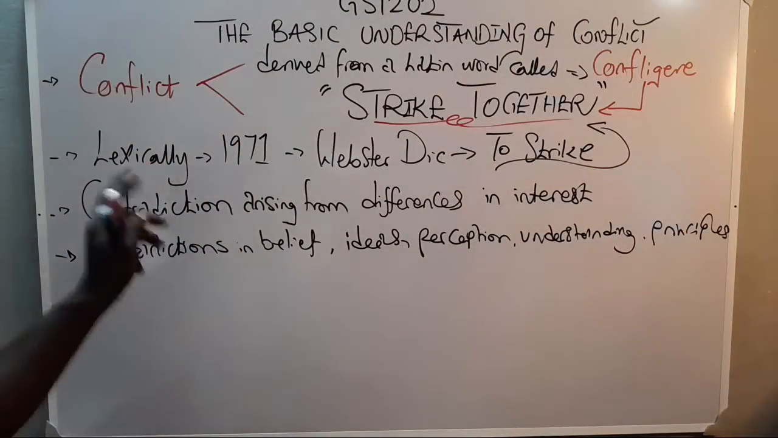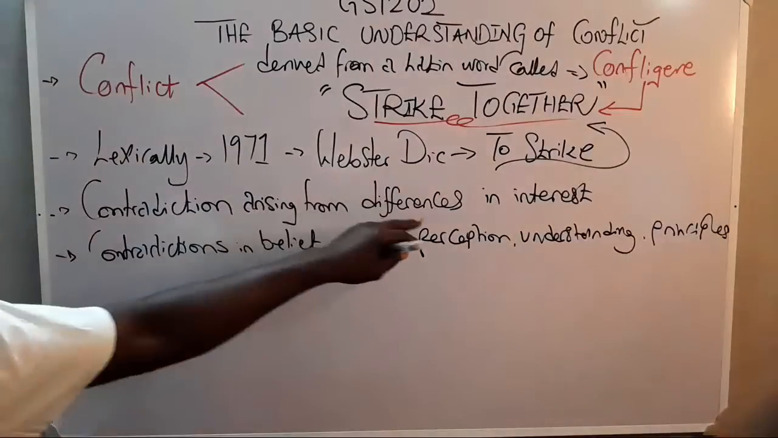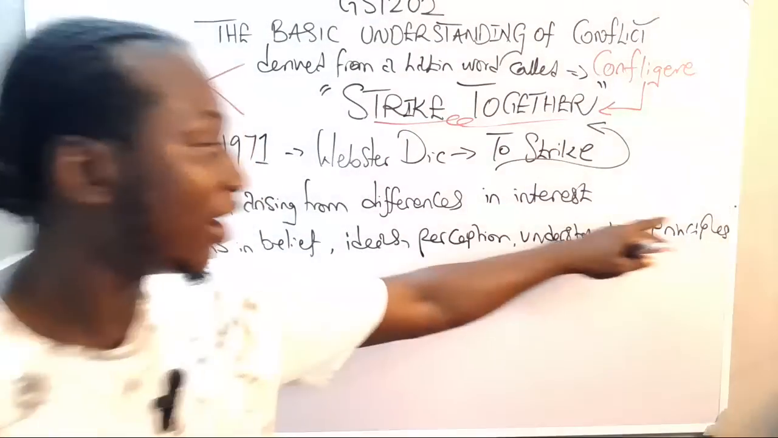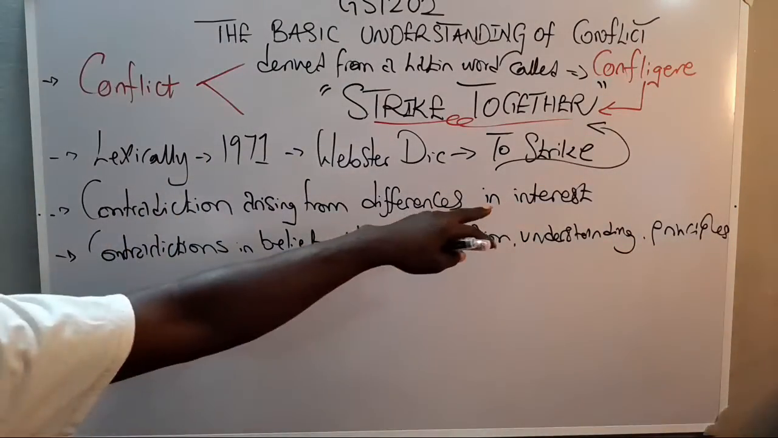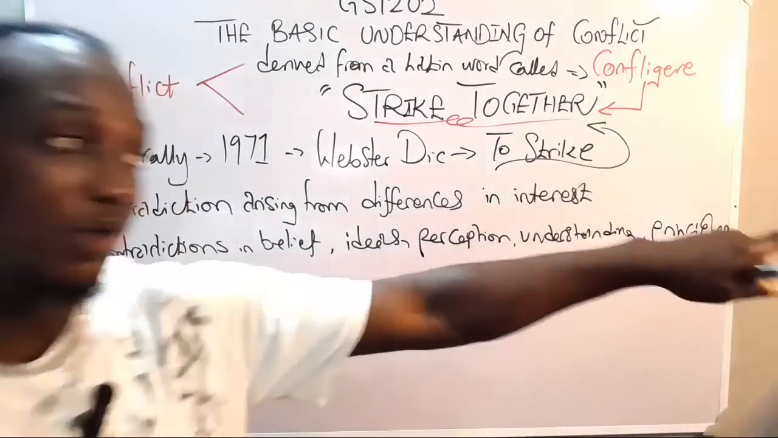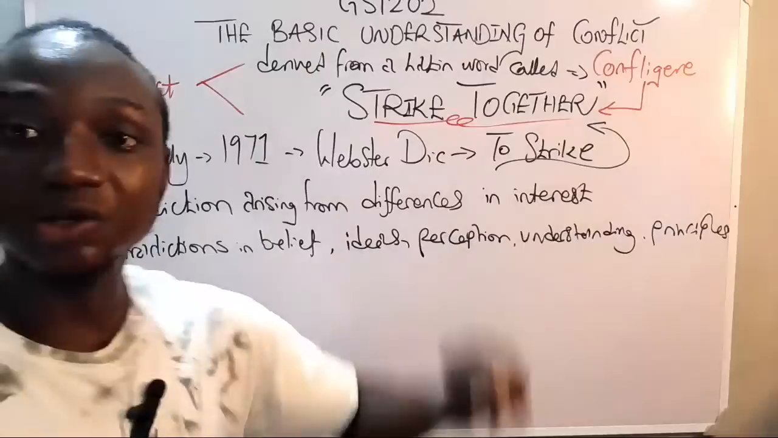When there are contradictions arising from differences in interest, when you feel what I need on this matter is my priority, and the other person feels the same way, then conflict will erupt.